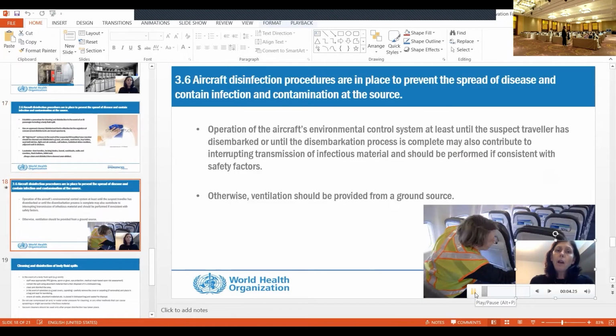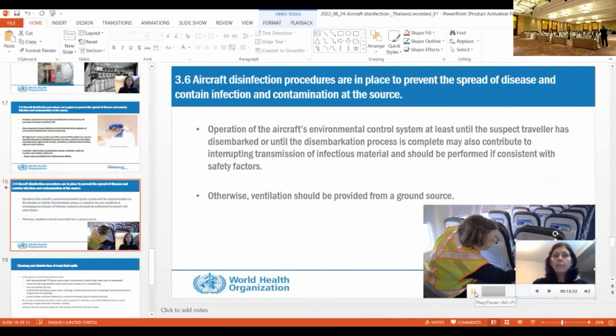When you're following your protocols for cleaning and disinfection, you want to make sure that the aircraft environmental control system is still functioning at least until the suspected ill traveler has disembarked from the plane, and ideally until you can get the cleaning and disinfection done. Any major spill cleanup has been done, and this will help interrupt the transmission of any infectious material. But if that can't be done, then please try to see if you can have good ventilation from a ground source.